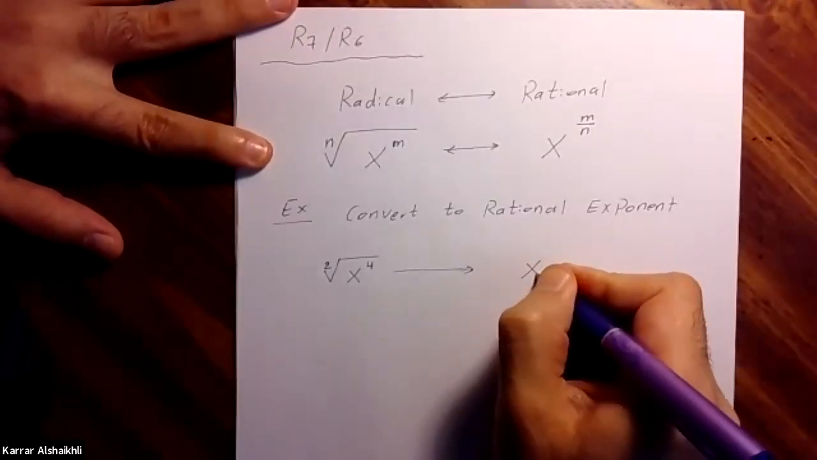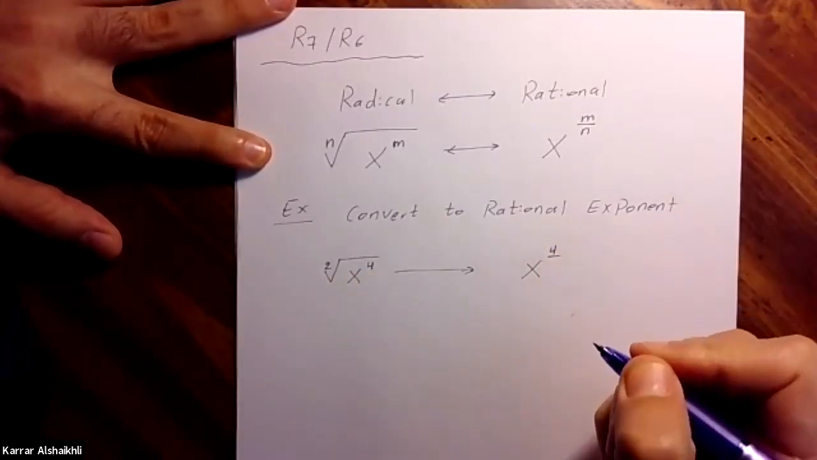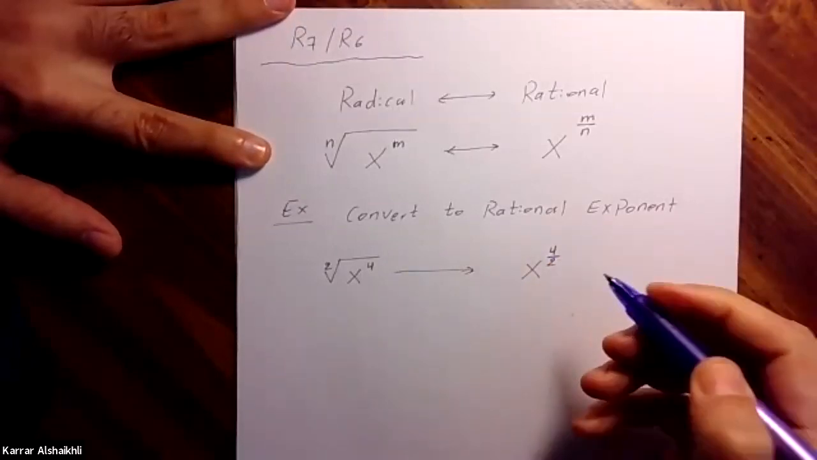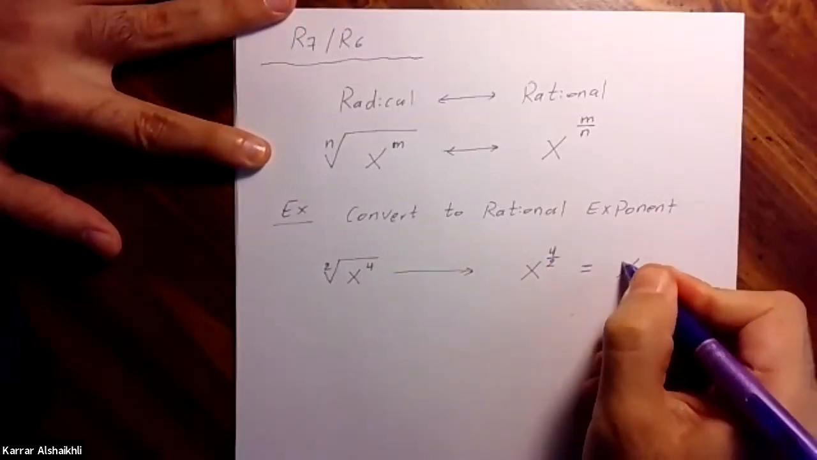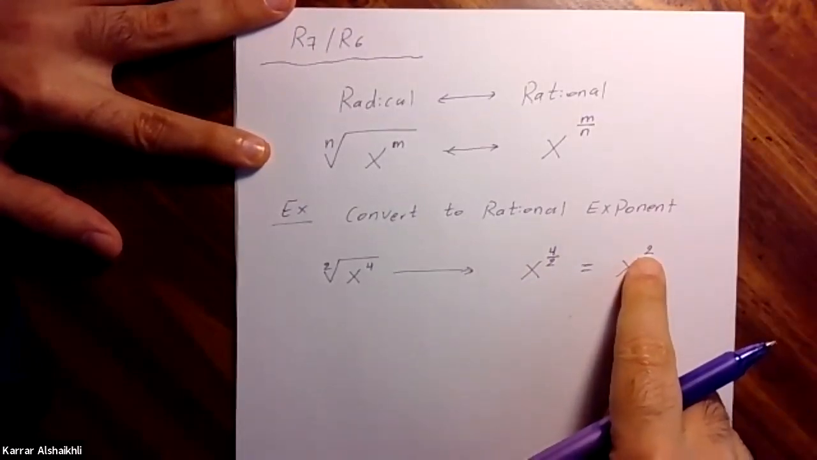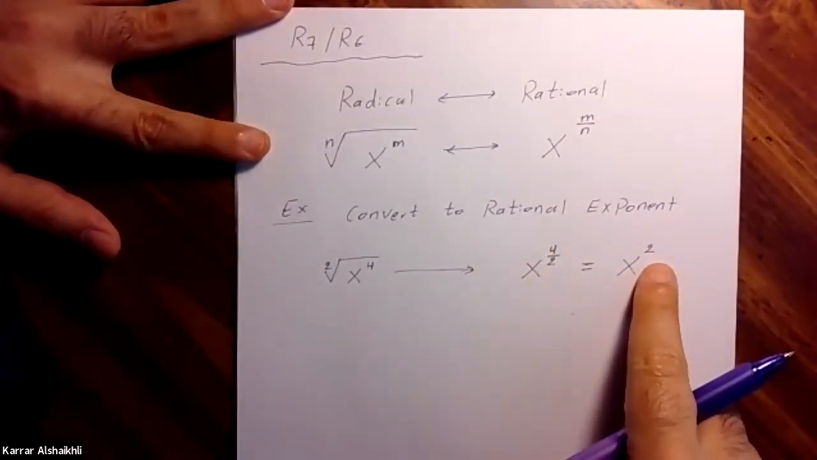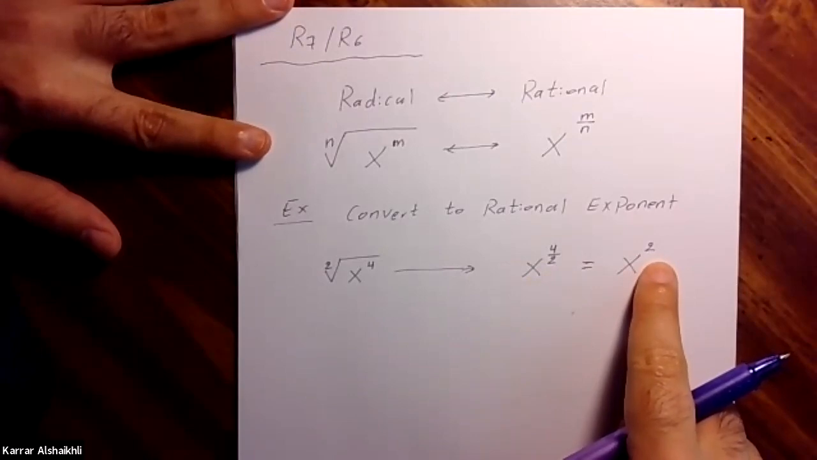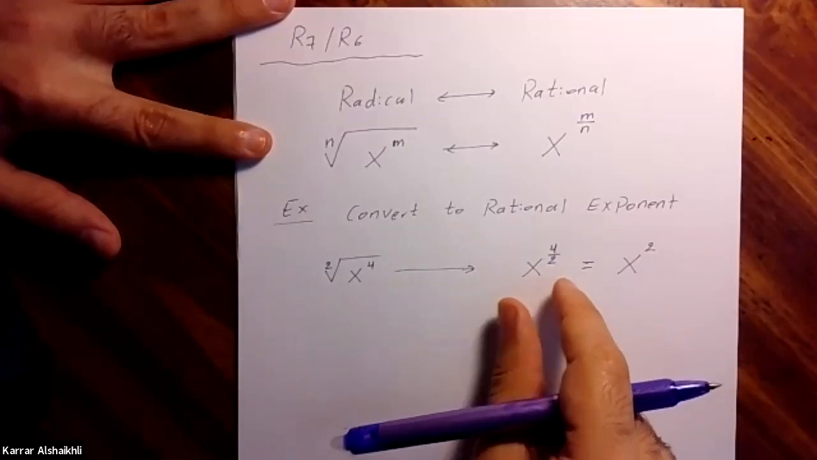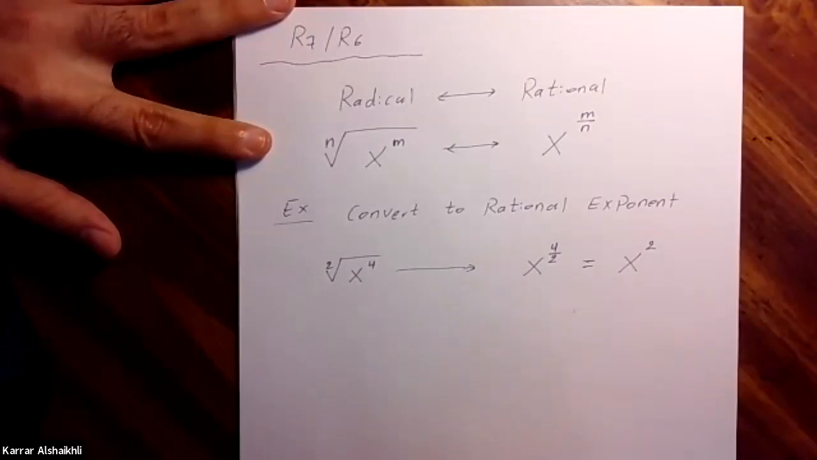So here is the x. Here is the exponent 4 over the root, which is 2. 4 divided by 2 is going to be 2. That means it's going to be x to the power 2, because I can simplify 4 divided by 2 to 2. That's it. So we convert from radical to rational exponents, and we simplify it.